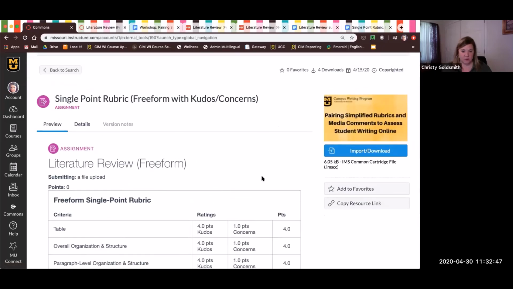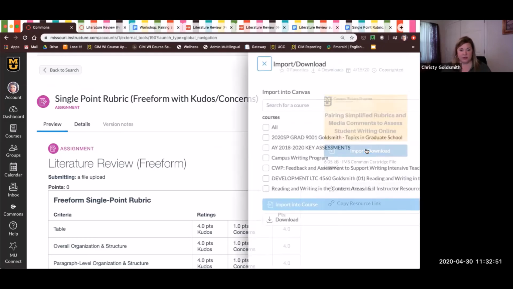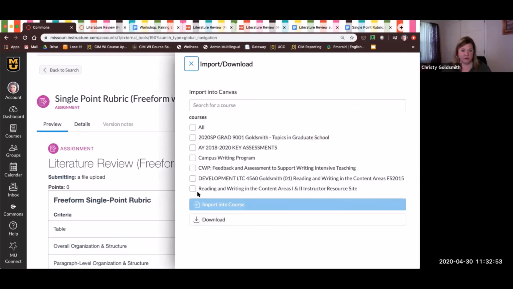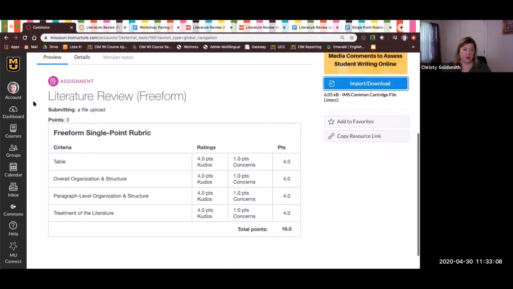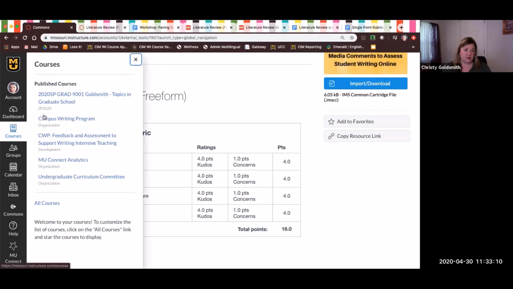So I click on the assignment, and then I click on import download, and look, it lets me pull it into whatever course I want. So I might pull it into my grad course, and there it is. It takes like 5 minutes to appear there, but then I can easily attach it to any assignment that I've made that I want to attach it to. And I can also edit it. So let me show you that.